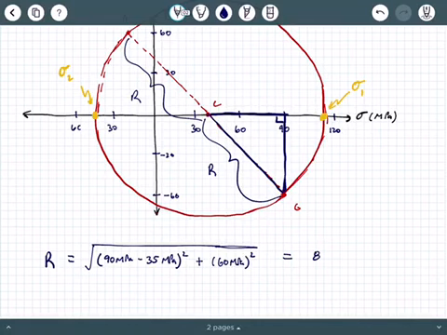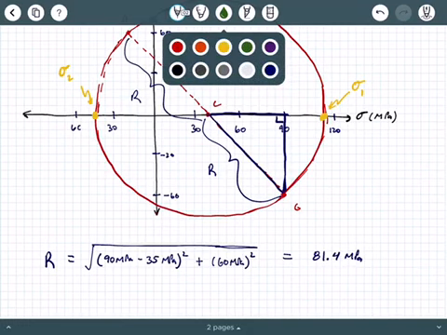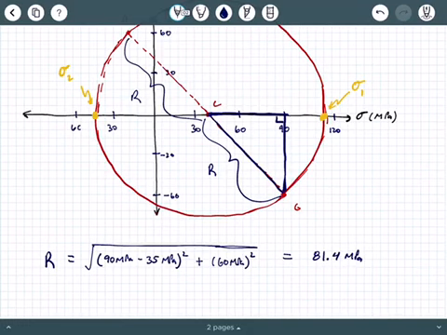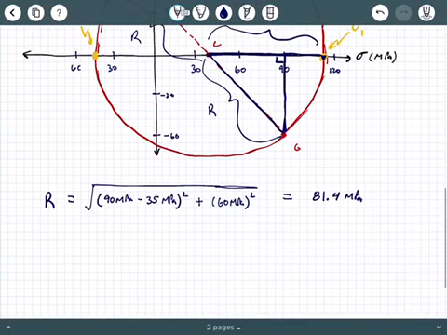And then the next piece I need is this vertical dimension right here, which is just negative tau xy, that's just the 60. That's how we defined point G there. So I'm going to say plus 60 megapascals, quantity squared, and we're just doing a triangle operation here. When I punch this through, I get a radius value of 81.4 megapascals.